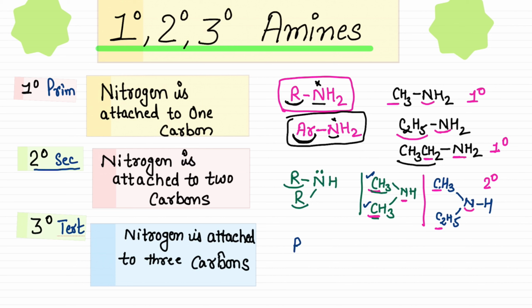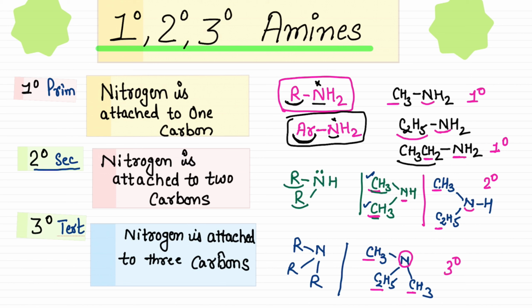Its general formula is like this: nitrogen is attached to 2 carbons. It can be alkyl, it can be aromatic as well. Okay, so the example can be like CH3, nitrogen, C2H5, and again CH3. Now in this case you can see the nitrogen is attached to 1, 2 and 3 carbons, so that's why it is a 3 degree amine.